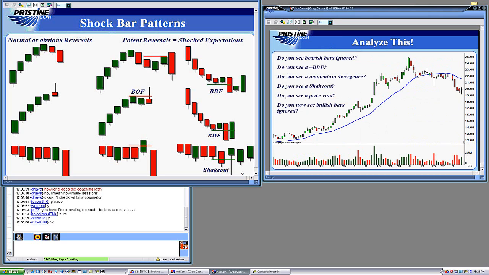In an uptrend, we look for bearish bars to be ignored. Those bearish bars are moves down where buyers should step up, and the fact that they don't follow through is confirmation of that trend.